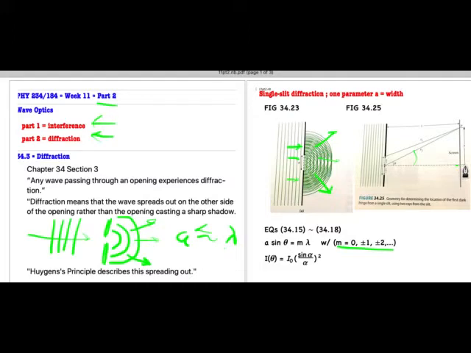Theta equals 0 is a dark region because there's destructive interference from the waves above the center line and below the center line. And then you get fringes. You get regions of dark or destructive interference. And between those regions of destructive interference, you have regions of constructive interference.